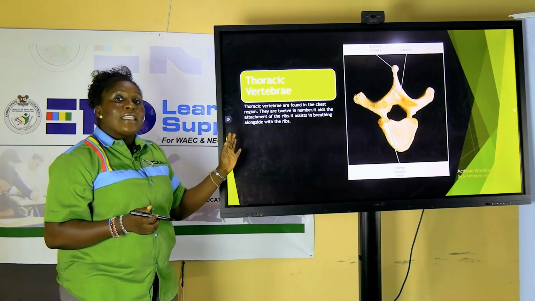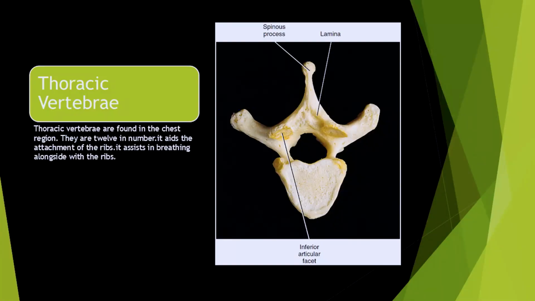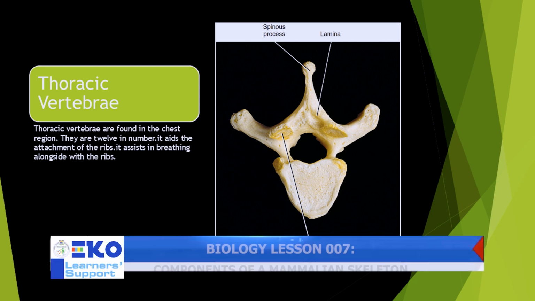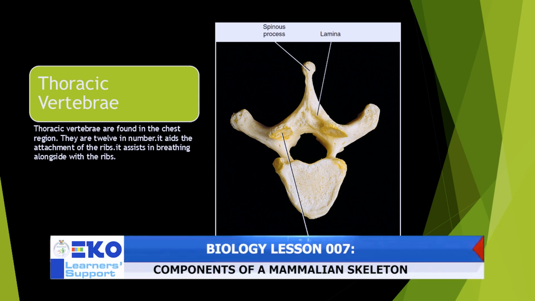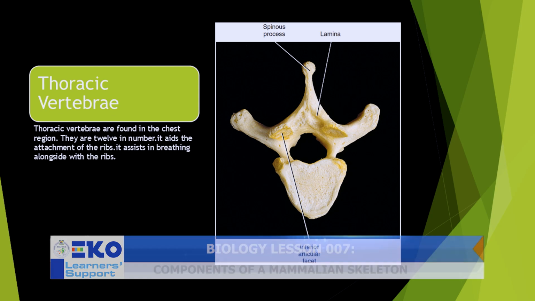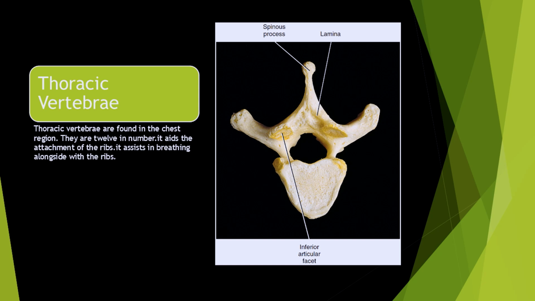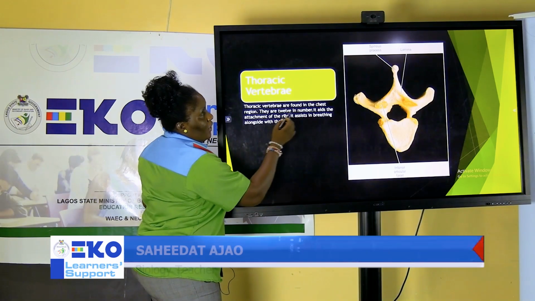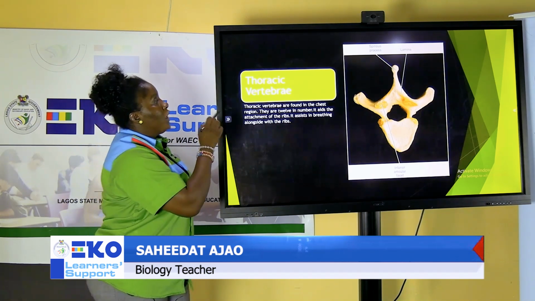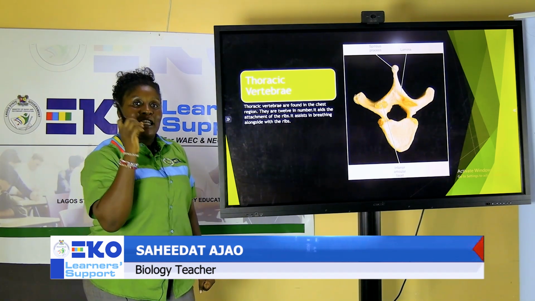The next one is the thoracic vertebrae. The thoracic is found in the chest region. There are 12 in number, and it aids the attachment of the ribs. That is one of the functions. It aids the attachment of the ribs, and it also assists in breathing alongside the ribs. You can see this is a diagram of the thoracic vertebra. You can see the neural spine and the neural canal, all shown in this diagram. Please take note of these vertebrae, the numbers and their functions.